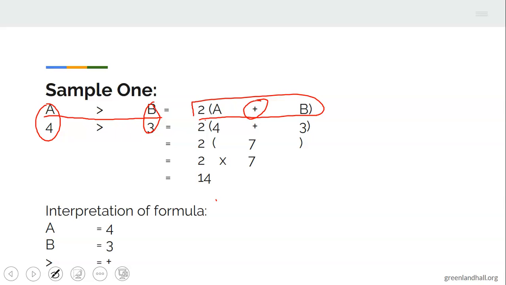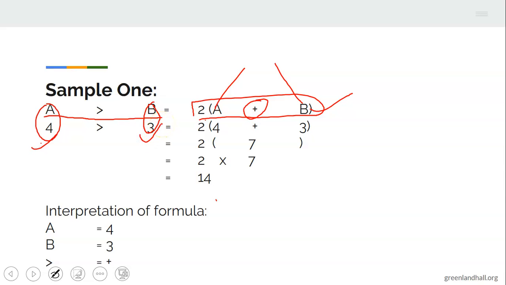Alright? Now we move forward. Now they said, let us solve 2 into bracket A plus B. Remember, that's what we have here. But what is A? And what is B? We have to find out. Did they give us? Yes. A is 4 here. B is 3 here.